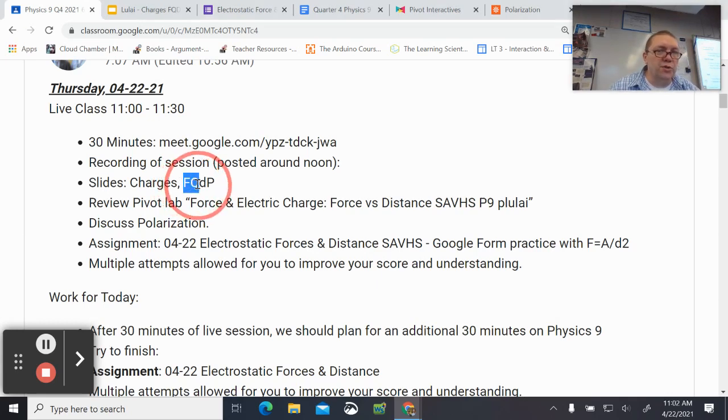F is for force, charge. D, talking about the distance between the charges and the force. And then we're going to add polarization to things today as a new thing. Part of the stuff that we'll be doing with the slides, we'll be going through and trying to review the Pivot Interactives lab that we started on Tuesday.